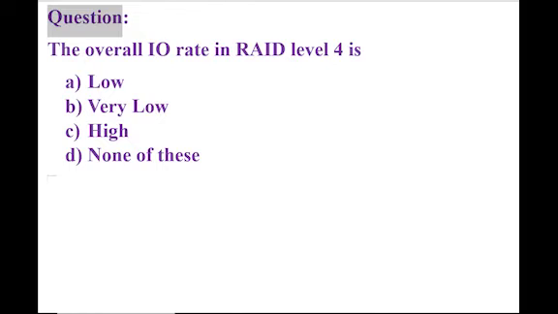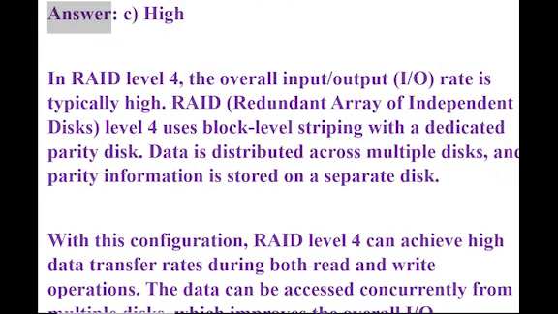Question. The overall I/O rate in RAID level 4 is: low, very low, high, none of these. Your time starts now. 5, 4, 3, 2, 1. Answer, C, high. In RAID level 4, the overall input-output, I/O, rate is typically high.